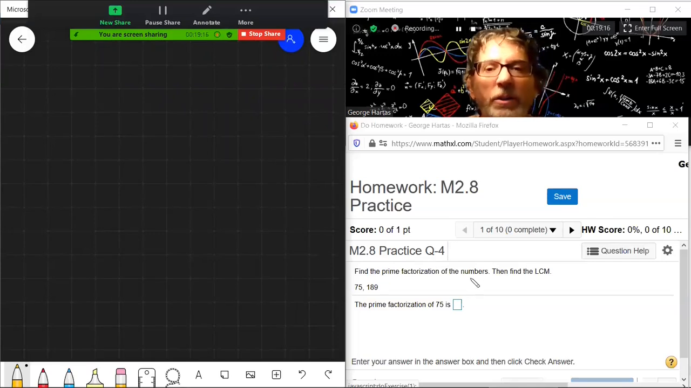Find the prime factorization of the numbers, and then find the LCM. So as I covered it before, there's different ways to do prime factorization. You can use divide by primes, which is fine. I like to use the factor tree. You can also use the list of multiples, one list of multiples. But this kind of a problem begs the factor tree, I think.